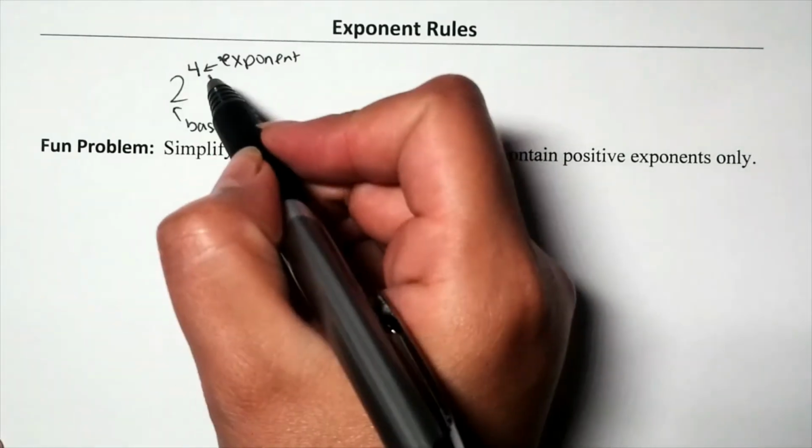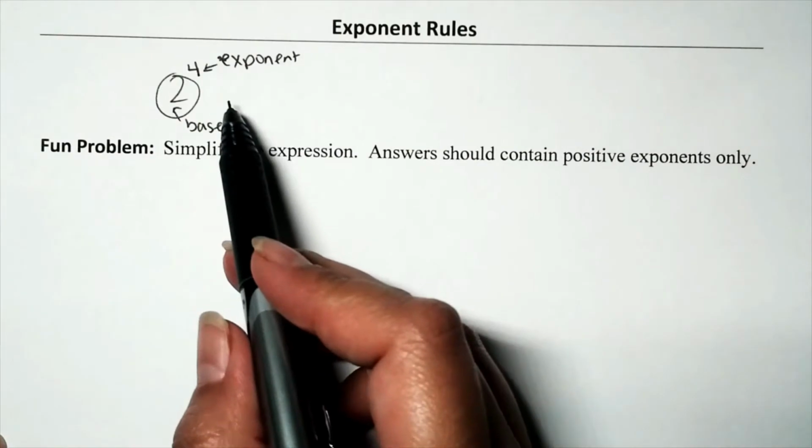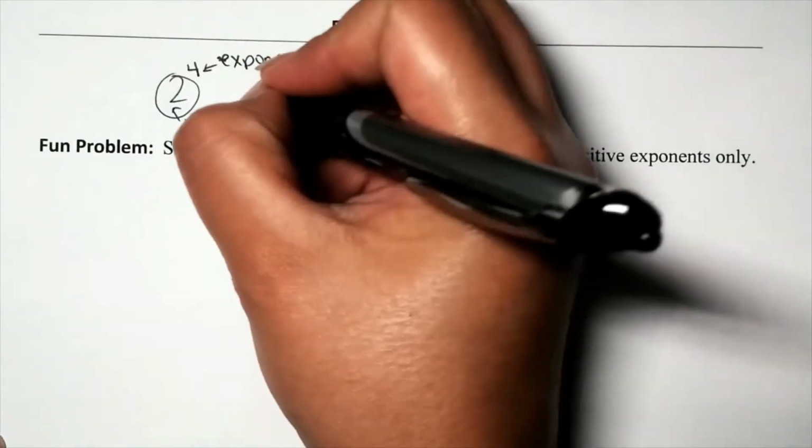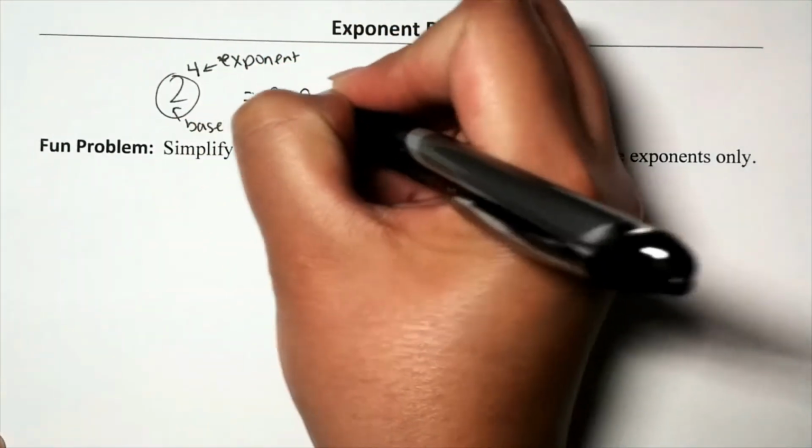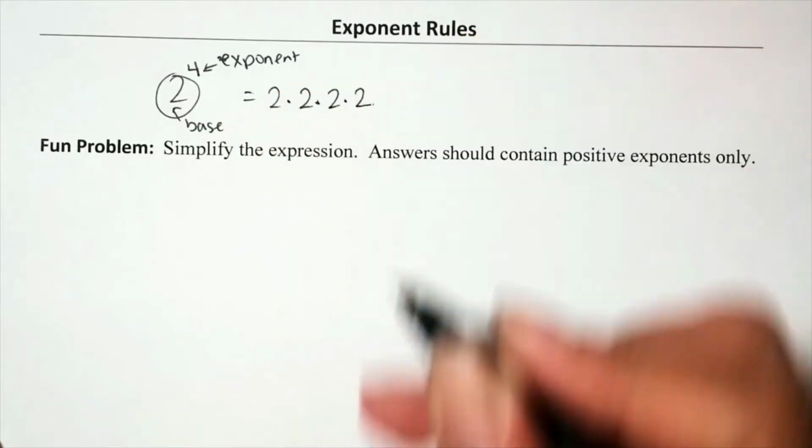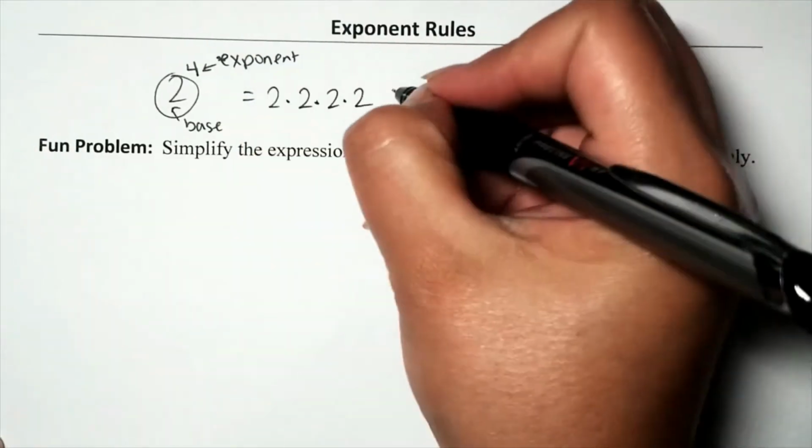So if the exponent is 4 and the base is 2, that means that we have 4 factors of the base of 2. So that will give us 2 times 2. How many times? Yep, 4 times. And then with some magic, that gives you 16.